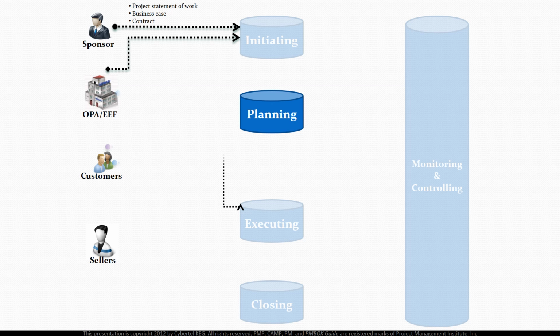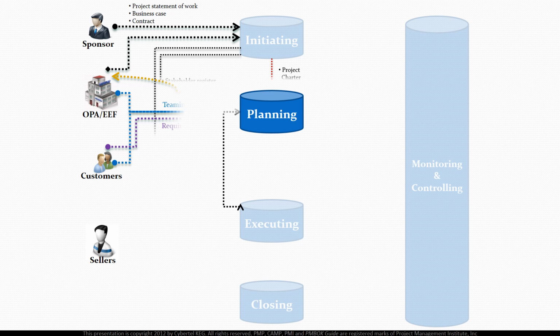This additional analysis leads us to revisit the planned documents and sometimes the initiated documents also, to add or update the information during the project progress. This is called progressive elaboration.